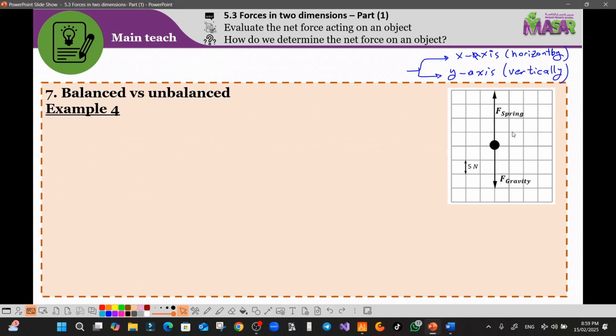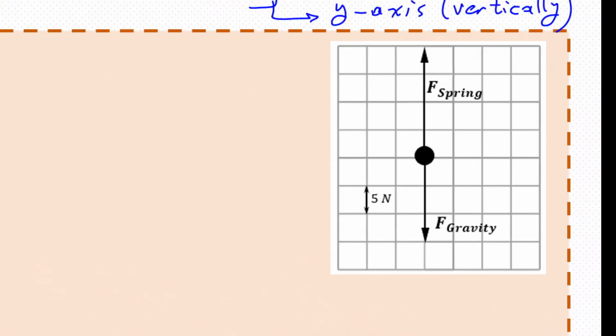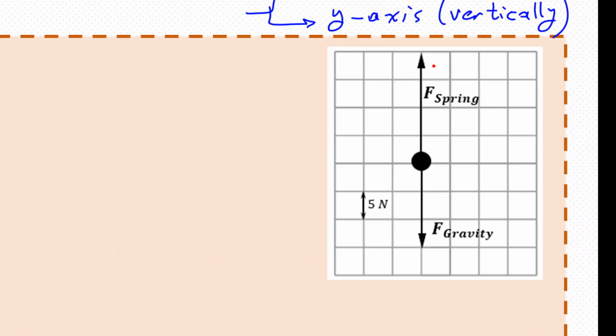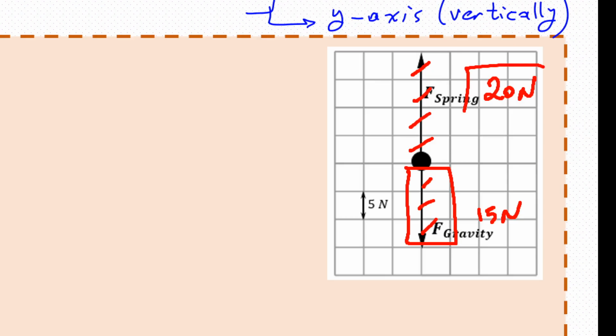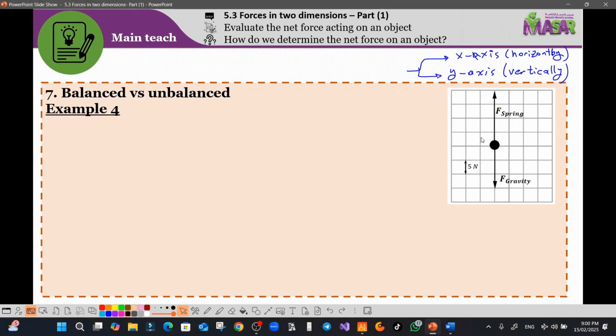Another example, let's evaluate if the up equals down here. Here, 3 grids multiplied by 5 is 15 Newton. Here, 1, 2, 3, 4 grids multiplied by 5 is 20 Newton. Again, up does not equal down, which means they are unbalanced forces.